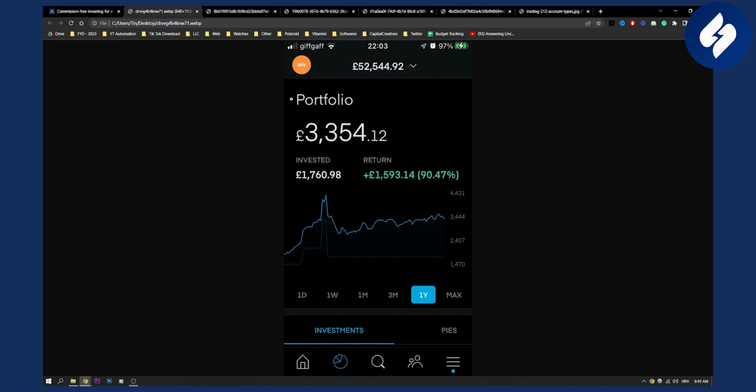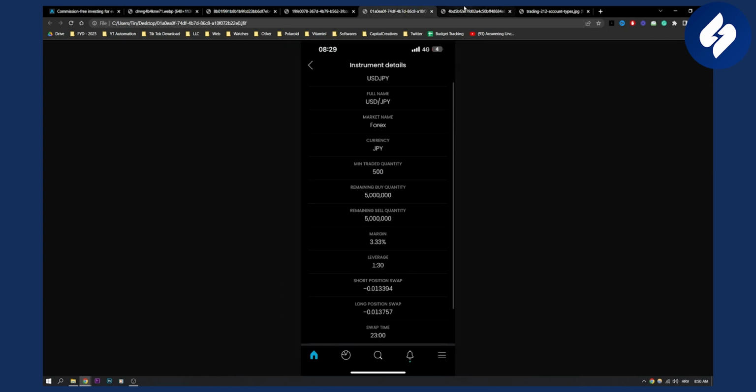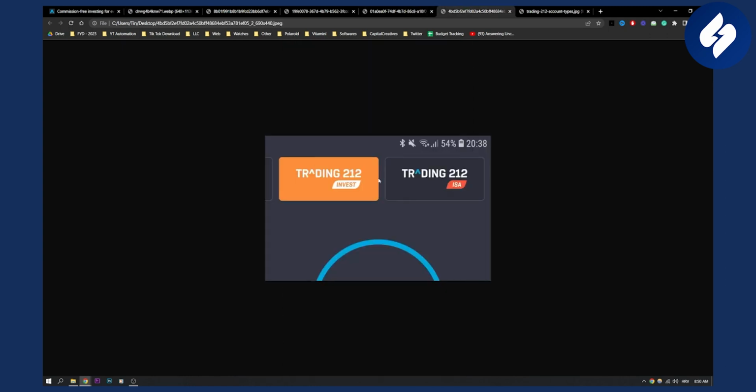Now, as you can see, once you log in to your Trading 212, this is how your screen is going to look, right? Now, if you click on the investing tab right here, you will have the option to switch from Invest to ISA. Now keep in mind, ISA is not available for everyone. It's only available for people in the UK as far as I know.